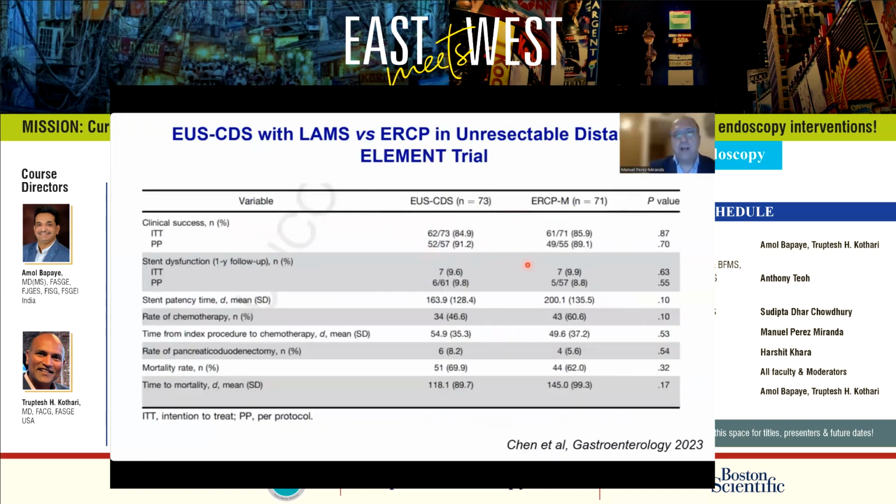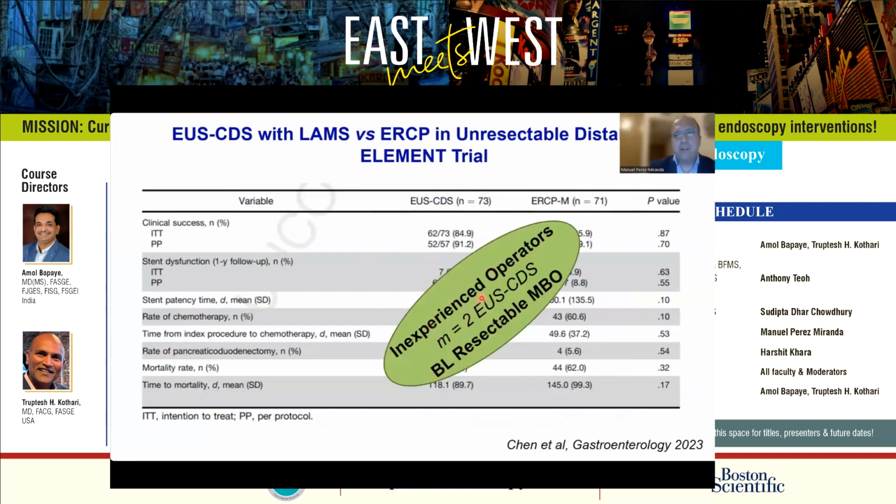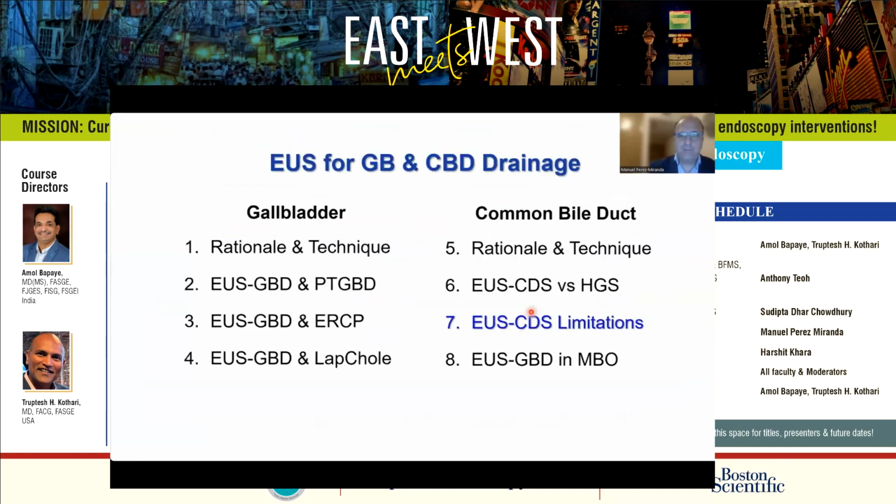In the ELEMENT trial, very similar outcomes. However, inexperienced operators were involved in the trial, with a median of 2 procedures prior to enrollment, and also patients with borderline resectable disease were entered.